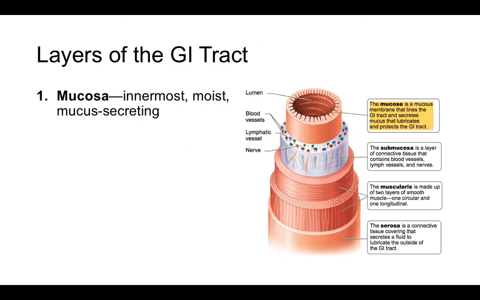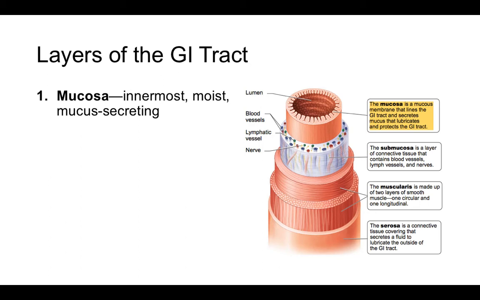So first, let's talk about the actual structure of the GI tract. There are 4 different layers of structure all the way through, from the mouth, the esophagus, all the way down to the large intestine. The mucosa is the innermost lining of the GI tract. It is moist and it secretes a ton of mucus, which is why it's called, wait for it, the mucosa.